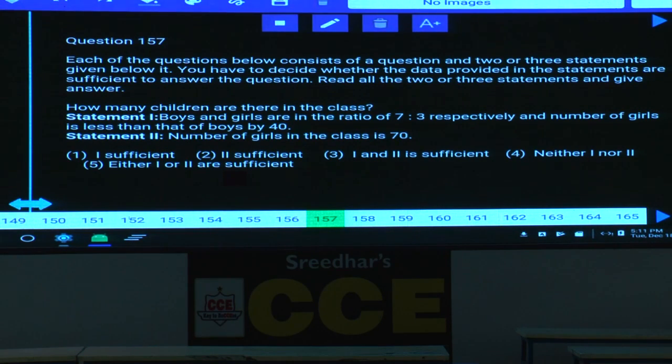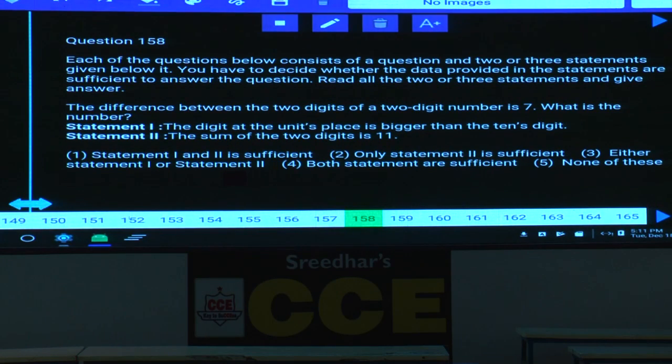Will you get the answer using 1 alone? Yes. The number of girls in the class is 70. Is 2 alone sufficient? No way. 1 alone is sufficient, but not 2 alone.